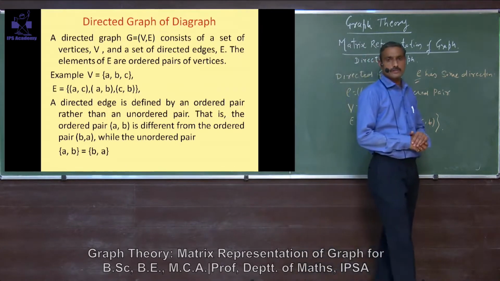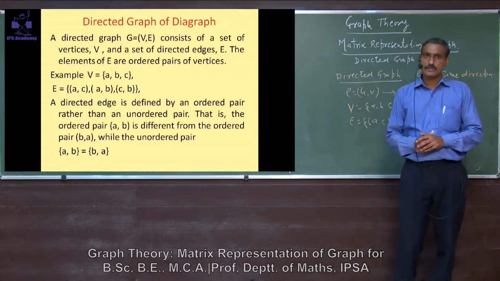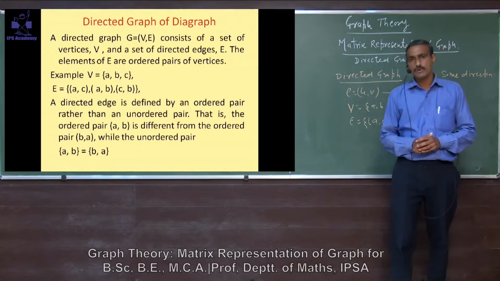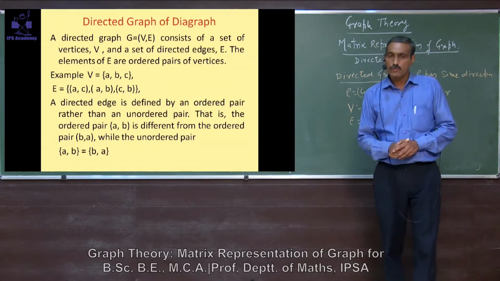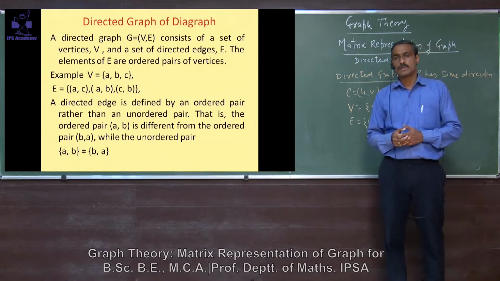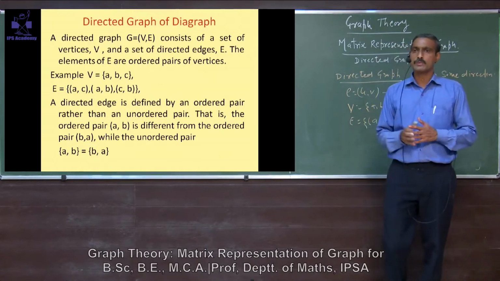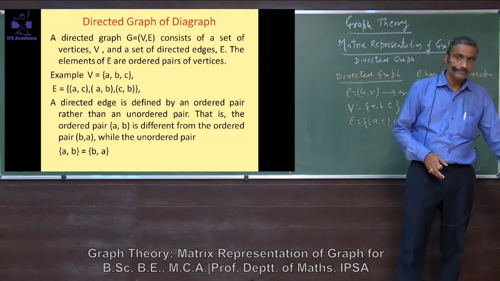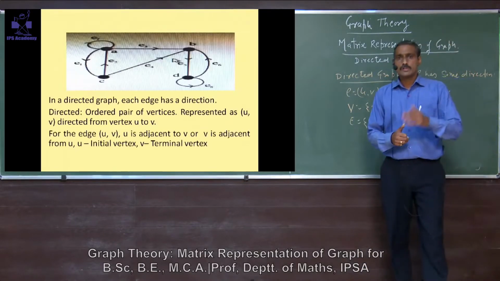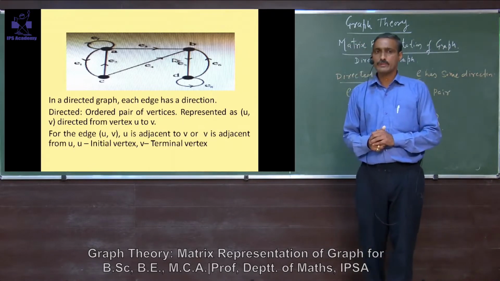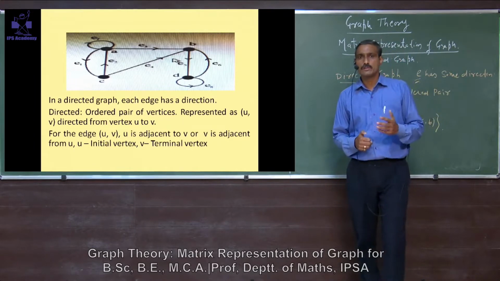A directed edge is defined by an ordered pair rather than an unordered pair. That is, the ordered pair A comma B is different from the ordered pair B comma A, while the unordered pair A comma B is the same as B comma A. So this is the basic difference between a directed graph and an undirected graph. Now this is an example of a directed graph. In a directed graph, each edge has a direction.